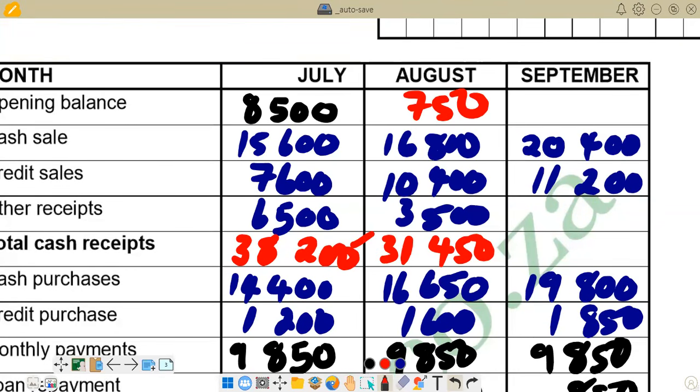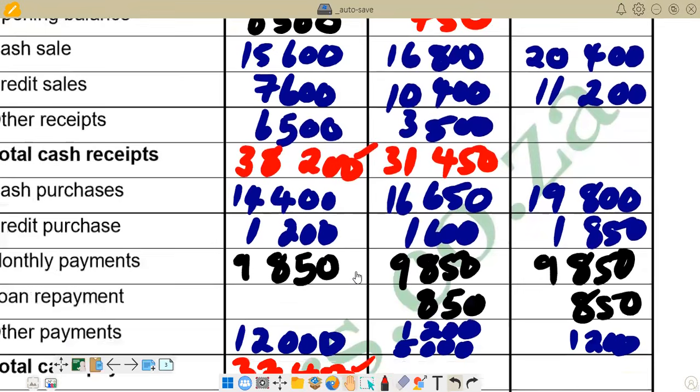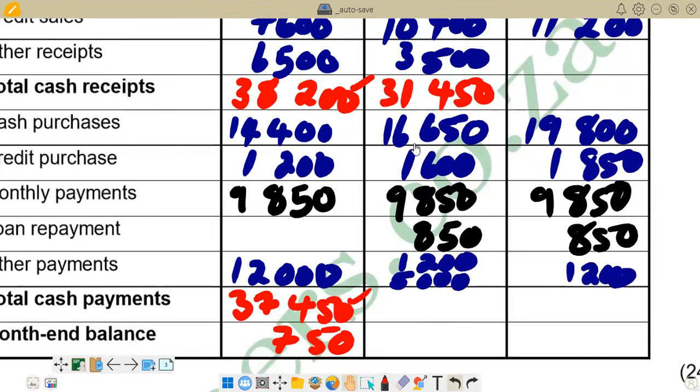Then we need to also find our total cash payments. So total cash payments now we are saying 16,650 plus 1,600 plus 9,850 plus 850 plus 1,200 plus 5,000. Then you get our total cash payments. So if you add that one, you get 35,150. And obviously now for the monthly balance, we are saying total cash receipts minus total cash payments. That is 31,450 minus 35,150. Then you get 3,700.